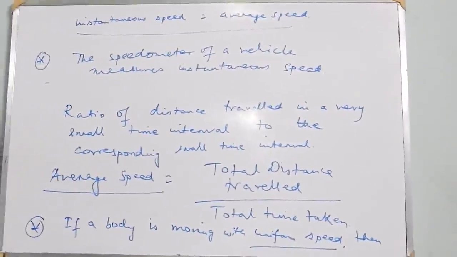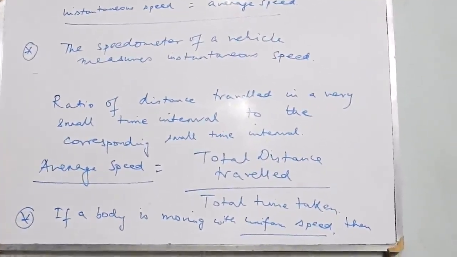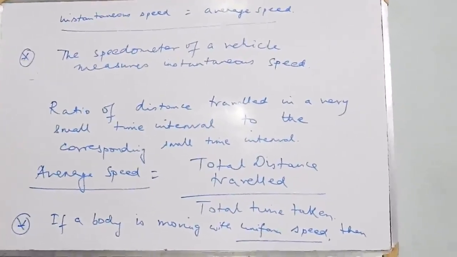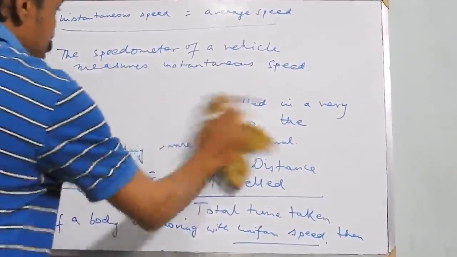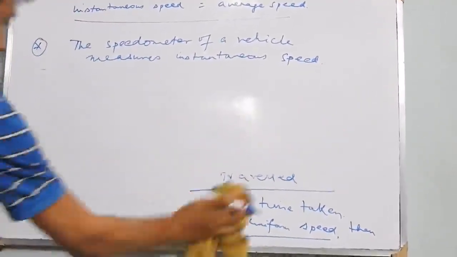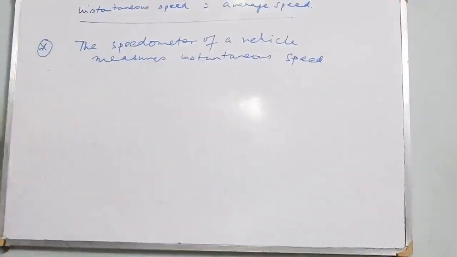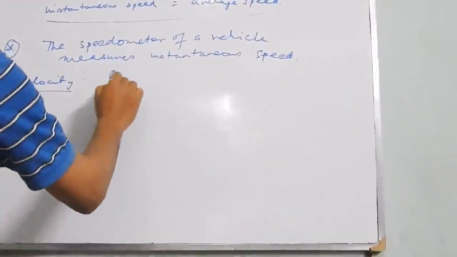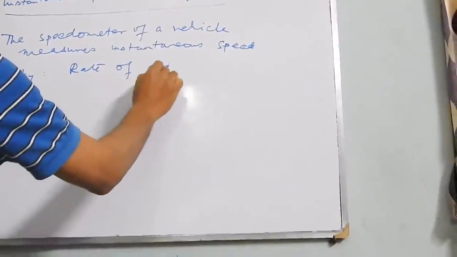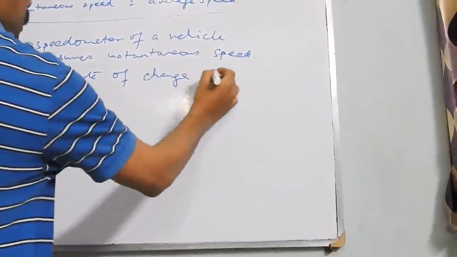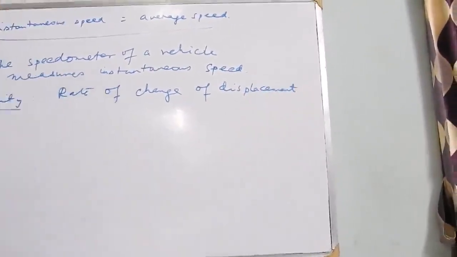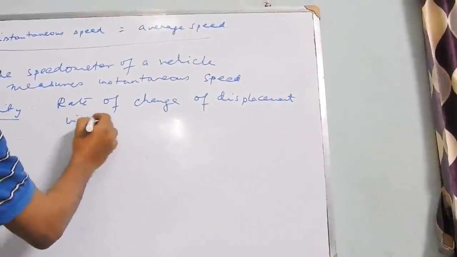Obviously, speed is a scalar quantity, and so average speed, instantaneous speed, non-uniform speed, uniform speed are definitely scalar quantities. Now we should discuss velocity. The velocity of a body can be defined as the rate of change of displacement in a given time interval.